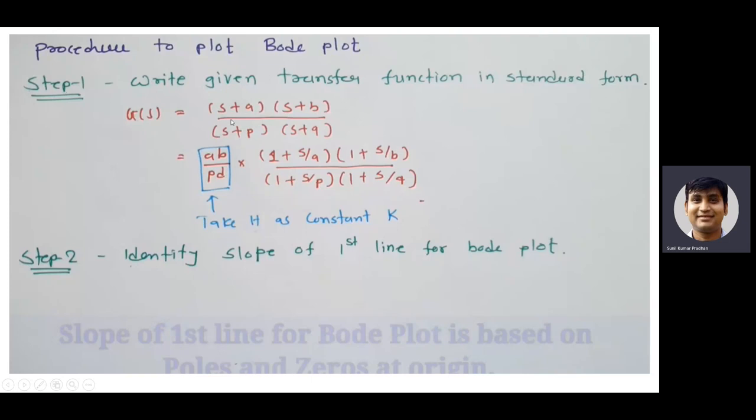The first step is that whatever constants are there in the numerator and denominator, we have to bring them outside. What is the constant in the numerator? Here a and b, and in the denominator p and q. If we take them outside, it will be ab by pq, times 1 plus s by a multiplied by 1 plus s by b, divided by 1 plus s by p into 1 plus s by q. The constant which we take outside, we take it as k, so ab by pq is the constant k. The next thing is to identify the slope of the first line of the Bode plot.